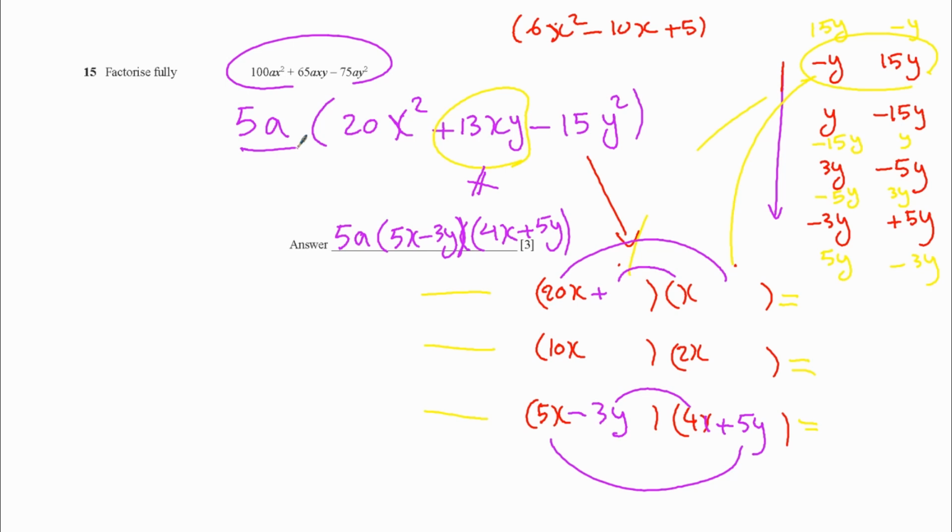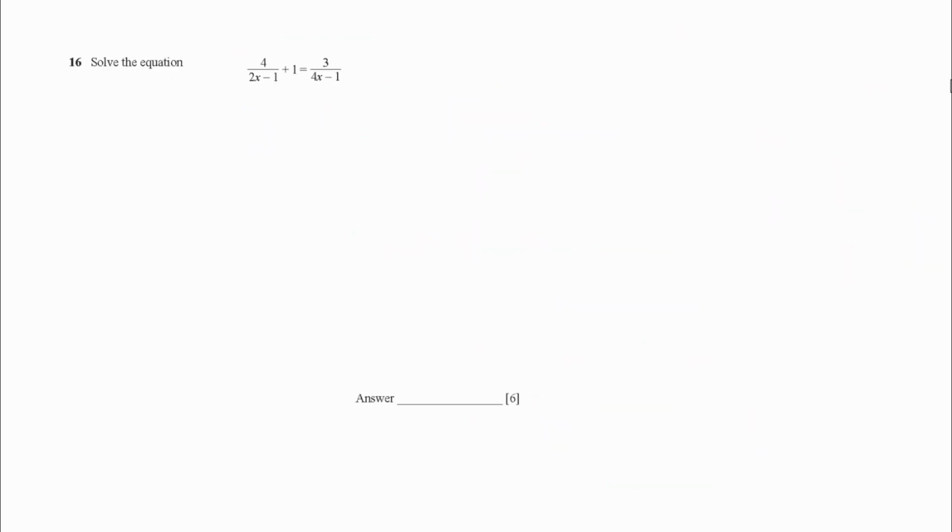Okay, if we go to the next question, the question says solve the equation 4 over 2x minus 1 plus 1 equals 3 over 4x minus 1. So I am going to start by doing a common denominator in the left hand side. So 4 over 2x minus 1 plus 1. So common denominator is 2x minus 1. The top would be 4 plus 1 times 2x minus 1. So that's a common denominator in the left hand side. And the right hand side is 3 over 4x minus 1.